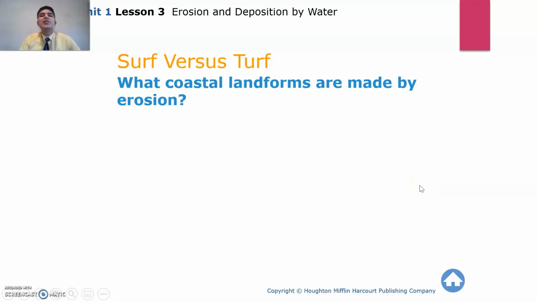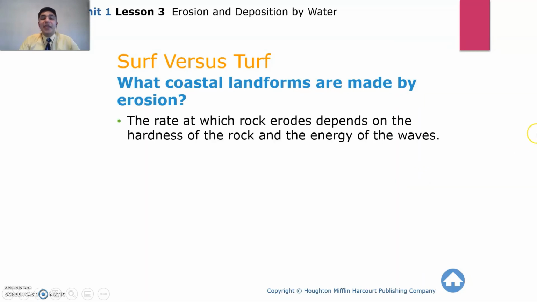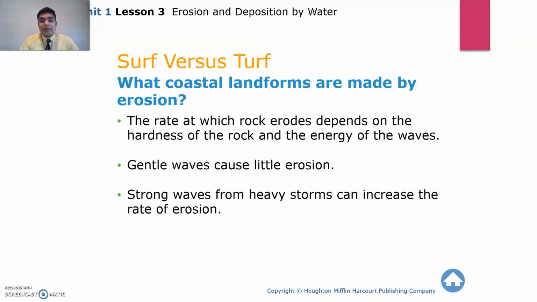Alright, now let's continue with what coastal landforms are made by erosion. The rate at which rock erodes depends on the hardness of the rock and the energy of the waves. Gentle waves cause little erosion. Strong waves from heavy storms can increase the rate of erosion. That's for sure. When there is a lot of storm activity, then waves are going to grow way taller. Or in case of an earthquake, remember that earthquakes produce tsunamis. And tsunamis are gigantic waves that come from the ocean. And again, that's going to be a pretty strong wave that can cause a lot of erosion in the shorelines.